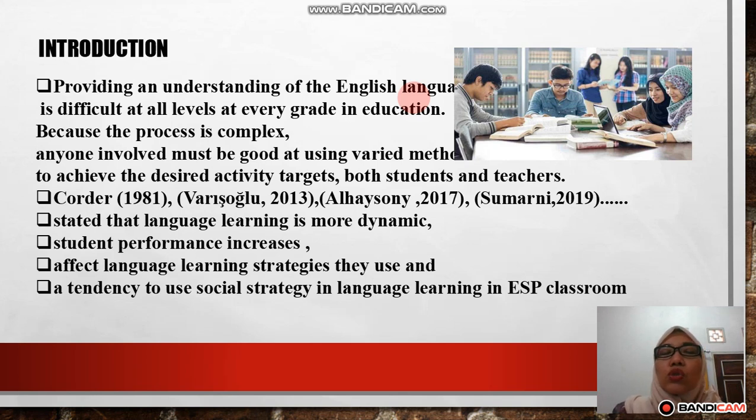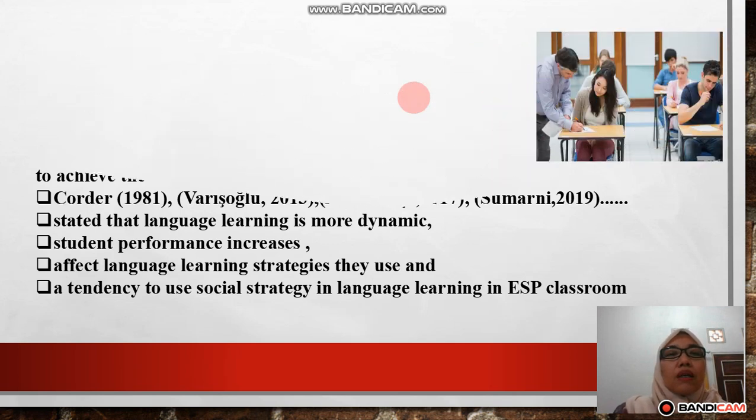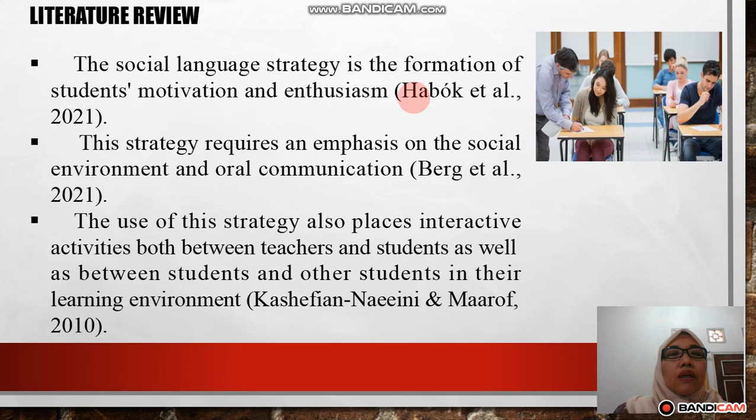There are so many strategies, actually direct and indirect strategies, but I'm concerned only with the social strategies. Based on my previous result in 2019, the most frequently used is social strategies from two universities. So this year I continue this with the same object. So I use many literature reviews here.